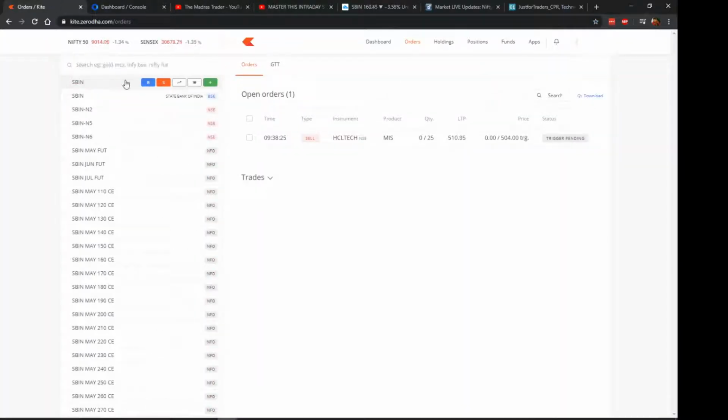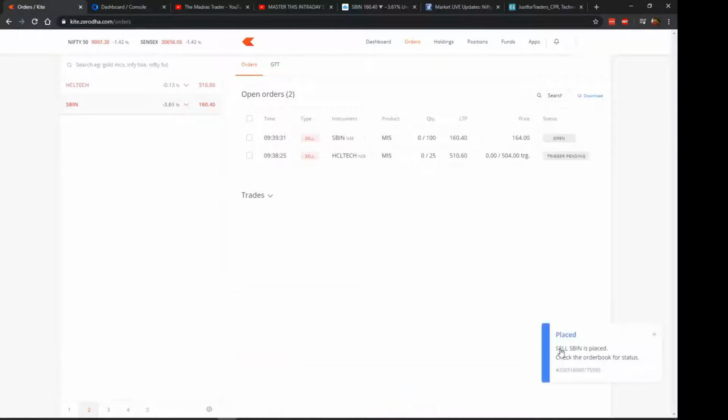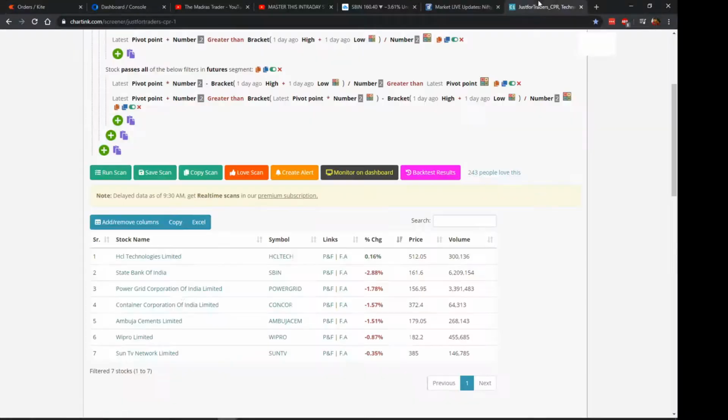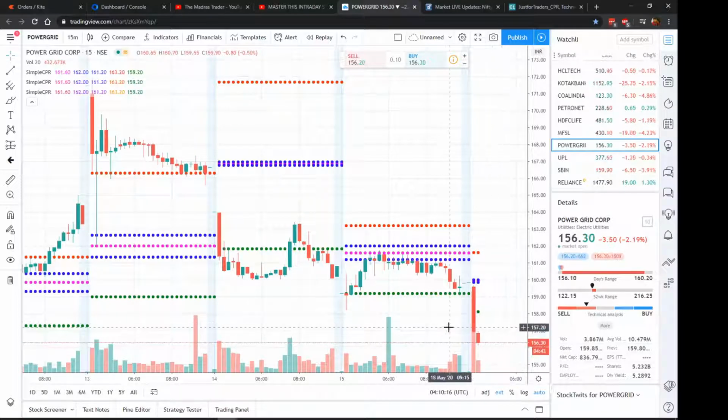SBI, sell at 164. I will sell about 100, because this is 16,000 worth of stocks. After these two stocks, I think I will just fast forward the rest of the stocks just for viewing. So the next one is Power Grid.